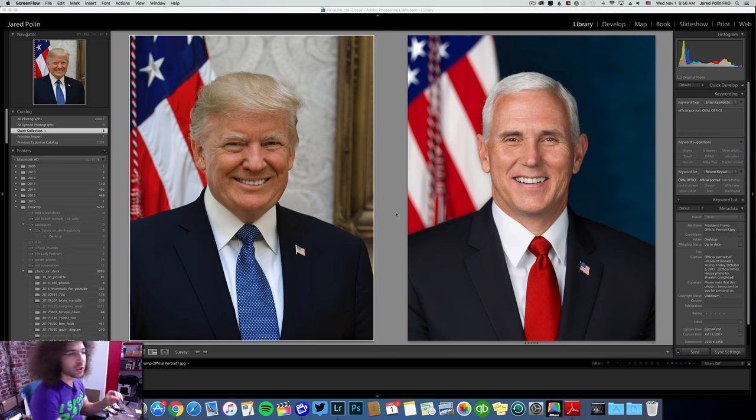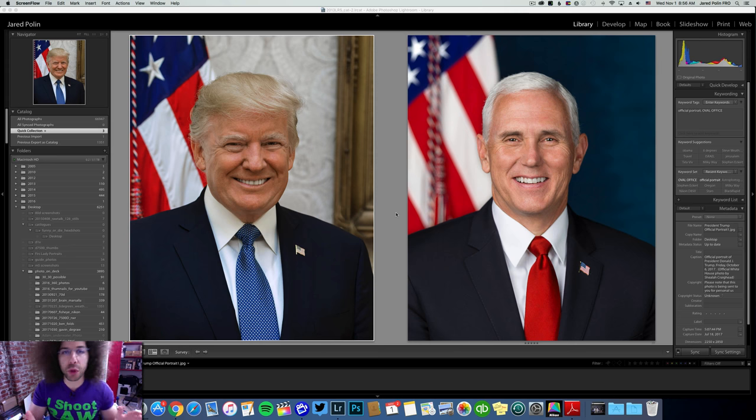JaredPolinPhotos.com. And remember a couple of months ago when I critiqued what I thought was the presidential portrait of Donald J. Trump? Well, we were wrong, because they just released the official portrait of Donald J. Trump along with Mike Pence. I don't know his middle name. And what I want to do right now is critique those images.